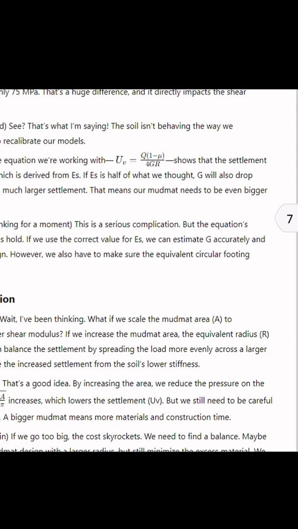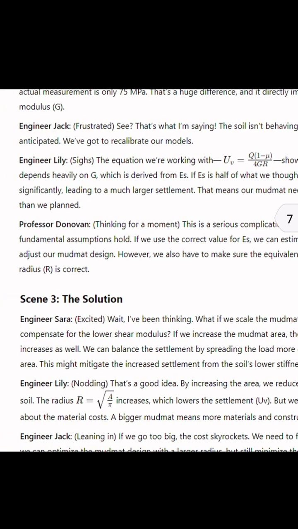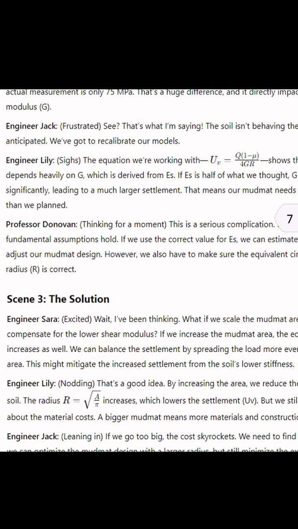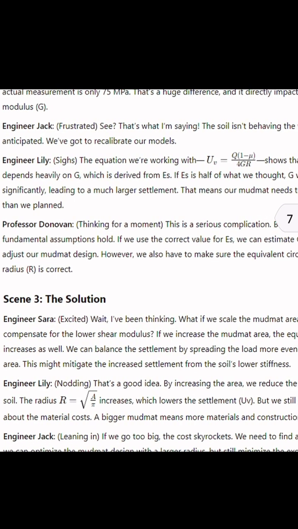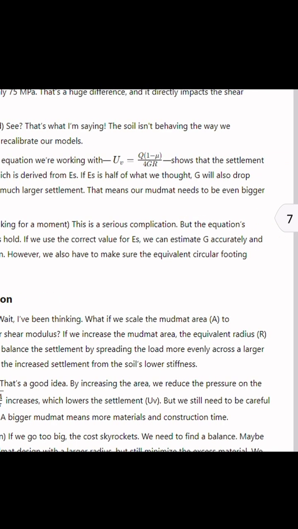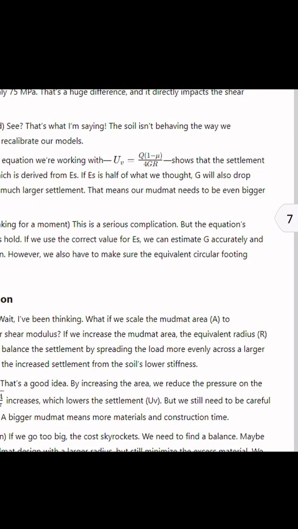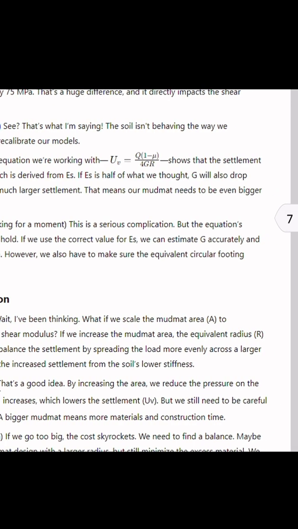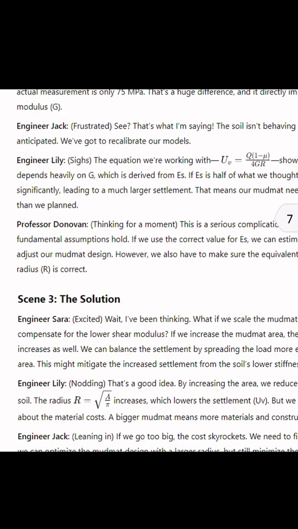If Es is half of what we thought, G will also drop significantly, leading to a much higher settlement. If G goes down, settlement goes up because it's inversely proportional. And if Es goes down, G also goes down because Es and G are directly proportional. That means our Mudmat needs to be even bigger than we planned.